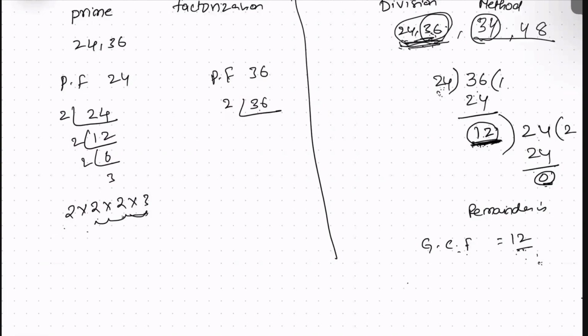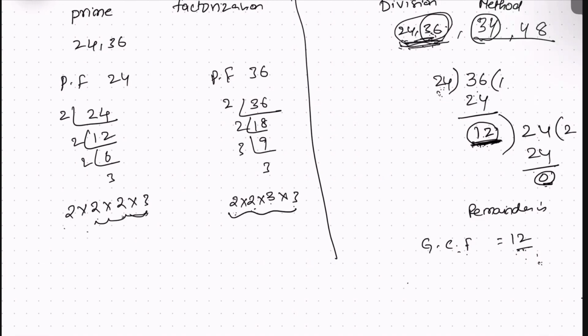Similarly, find the prime factorization for 36. 2 times 18 is 36, 2 times 9 is 18, and 3 times 3 is 9. So the prime factorization for 36 is 2 times 2 times 3 times 3. Now if you see, 3 times 3 is 9, 9 times 2 is 18, 18 times 2 is 36. This is equal to the number 36. So until this point we are sure how to get the prime factorization for 24 and 36.